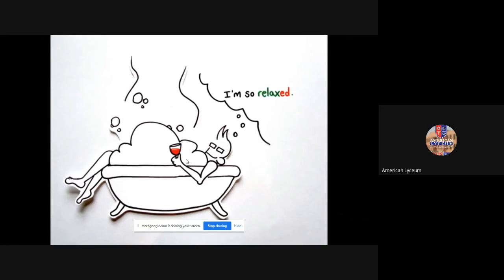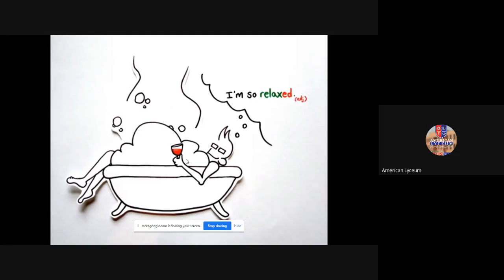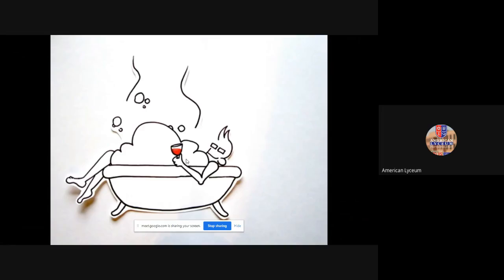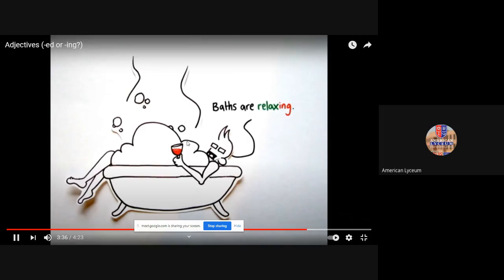I'm so relaxed. It's an adjective. I'm so relaxed. This is how the person is feeling right now. This is the feeling basically. I'm so relaxed. Baths are relaxing.